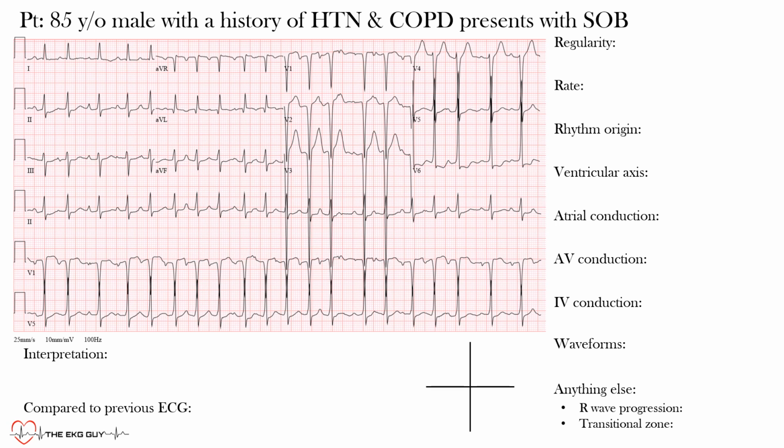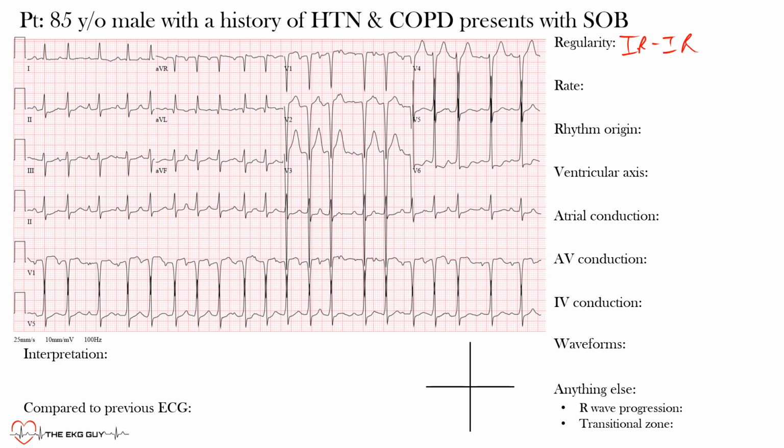Alright, so our 85-year-old male with a history of hypertension and COPD presents with shortness of breath in the following ECG. Let's go through it. So first, what is the regularity of the rhythm? Well, on first impression of the EKG, you probably noticed that the rhythm appears irregular, and that is correct. In fact, this is an irregularly irregular rhythm. Okay, so this is an irregular rhythm. That's how we'll denote it here.